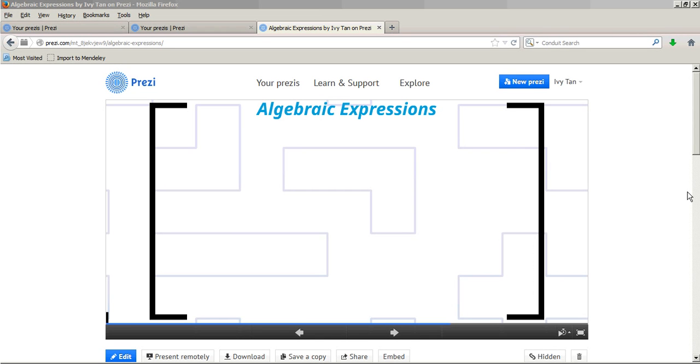In part 2 of my presentation on algebraic expressions, I am going to show more worked examples. My worked examples are taken from the Singapore Mathematics textbook 6A, the US edition.